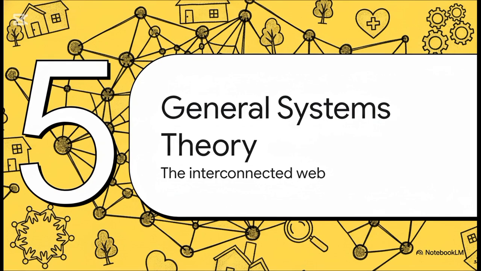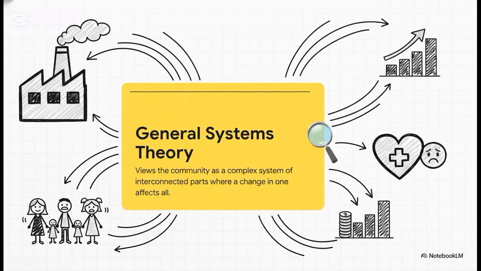Okay, time for our last lens. And for this one, we're zooming all the way back out to see the whole ecosystem. The general systems theory is the one that really ties all the other perspectives together into one big interconnected web. The key word here is interconnectedness. With this lens, a community isn't just a list of parts, it's a living system.